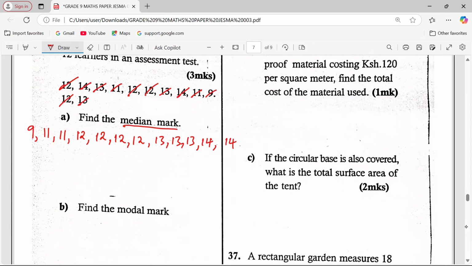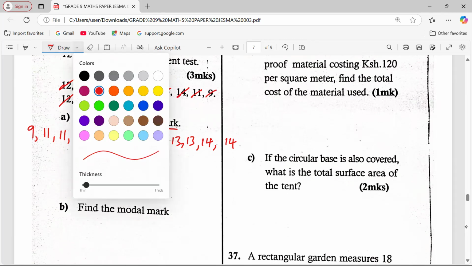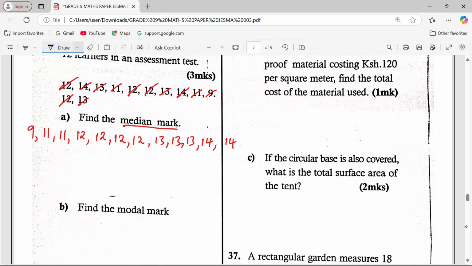We have displayed them. After that, we have to identify the value at the middle. So to identify the value at the middle, you are going to cut the first one, then you cut the last one. That way, you narrow down until you find the value at the middle position. So I'm having 12 and 12. They are both at the center.